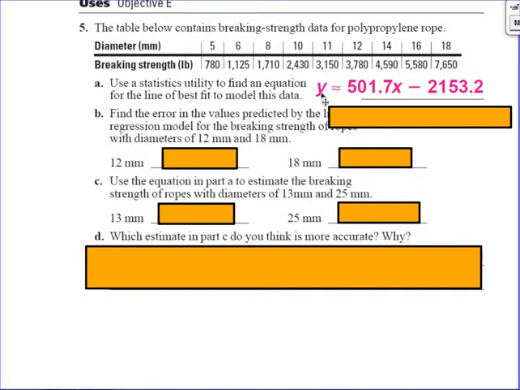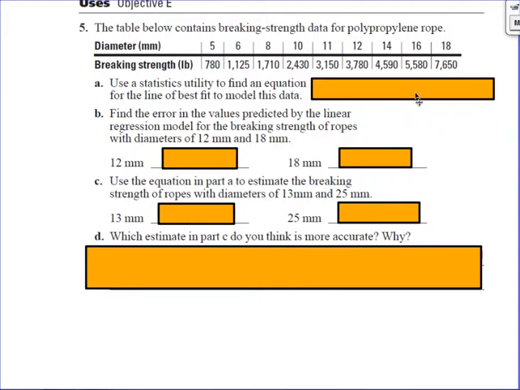Okay, hopefully you were able to get something like this. They rounded to the nearest tenth, so we'll have y is approximately 501.7x minus 2,153.2. And then we're going to use that model to find the error in the values predicted by the linear regression model from the breaking strength of ropes with diameters of 12 millimeters and 18 millimeters.